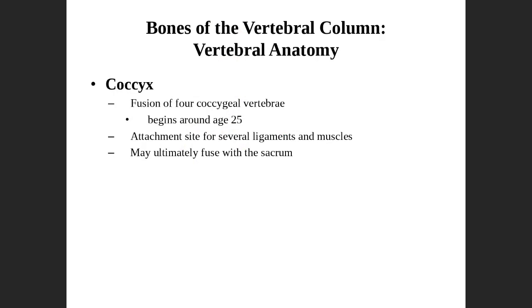All right, last bone here of the spine, the coccyx. Really nothing terribly exciting about the coccyx except for this fact right here. Several ligaments and muscles attach onto the coccyx. So if you damage those muscles or ligaments, they'll yank on that coccyx and you'll get tailbone pain. It's very difficult. So that's one of the things that people don't realize.